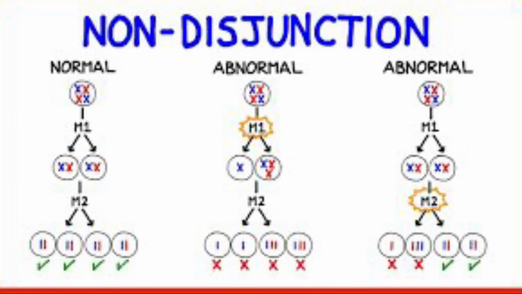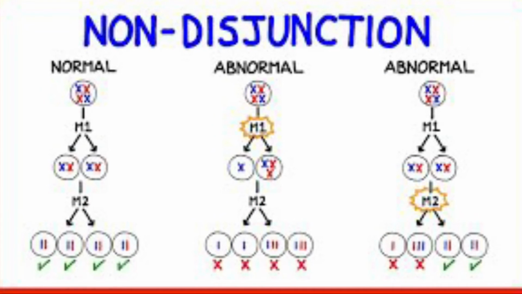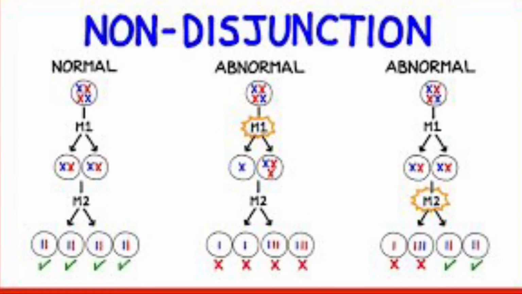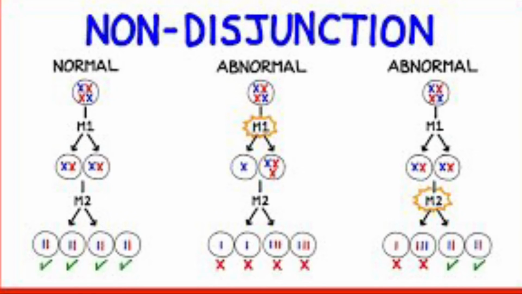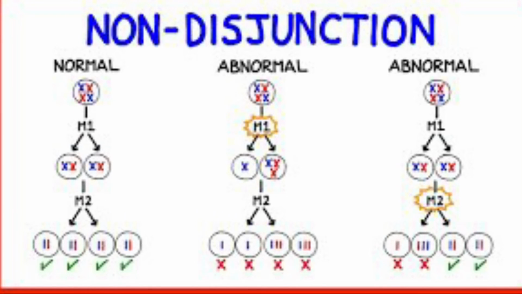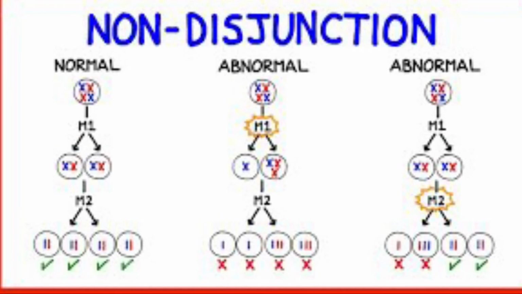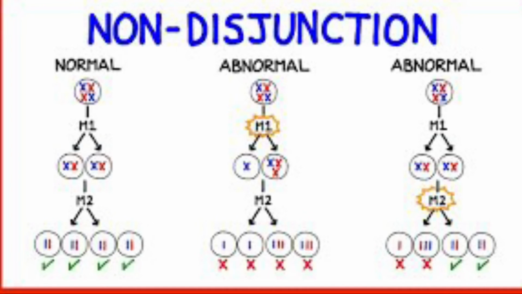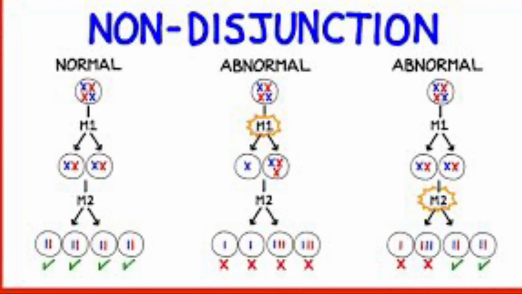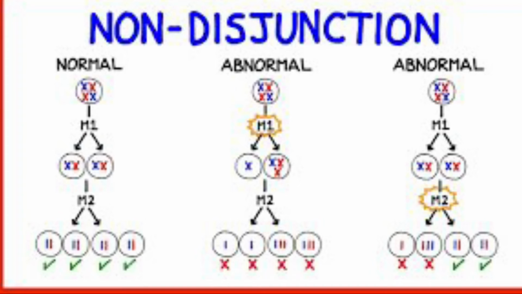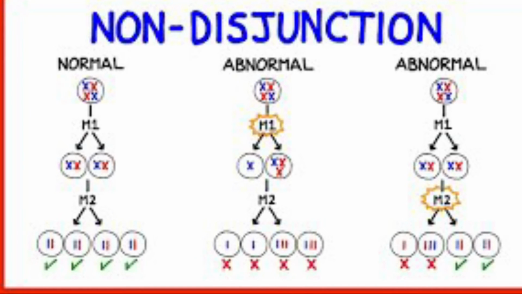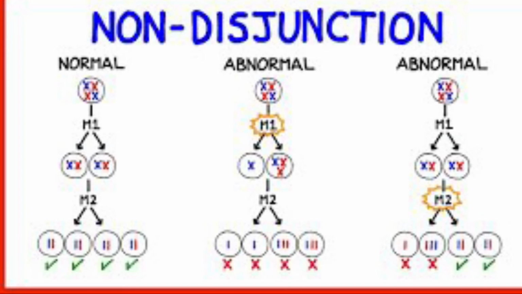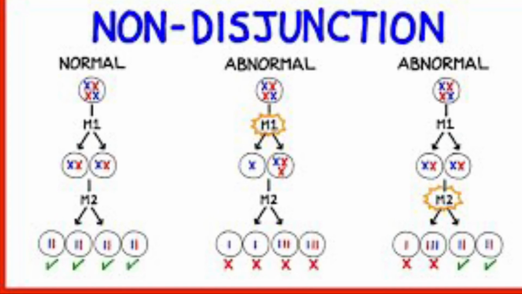A non-disjunction example is that in the normal one, it goes by normal, right? They both have four, and it comes out equally, so it's equally divided into two. But in the abnormal one, in meiosis 1, only one X goes one way, and then the rest of the red crosses go on the other side, which makes meiosis 2 very unfair. That is why it's abnormal.